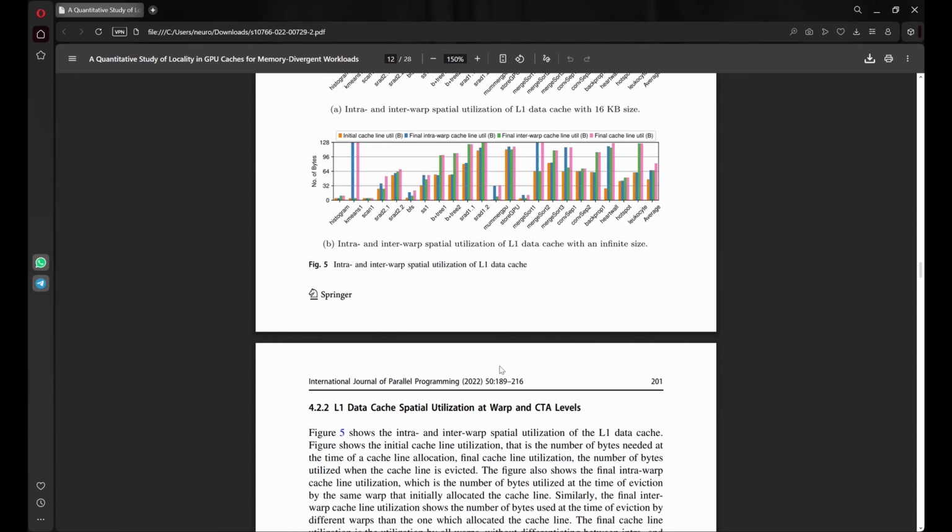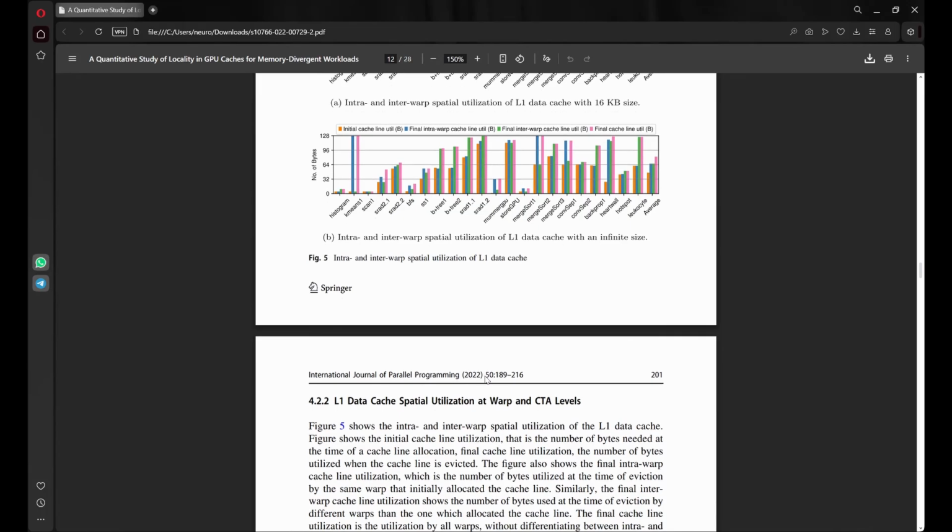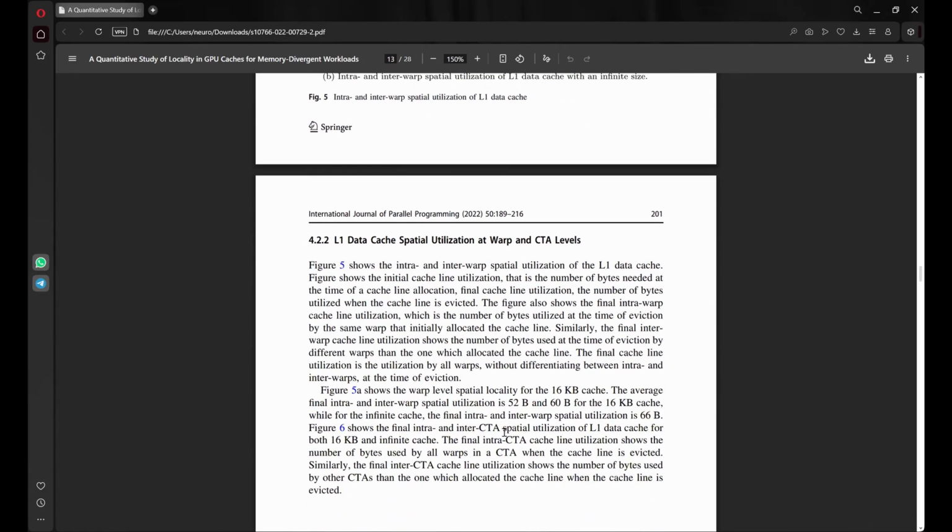So yeah, CTA is just the NVIDIA version of thread block. CTA and thread block are synonymous, pretty much. So what they're trying to figure out in this section is, okay, do we see a greater amount of spatial locality to be utilized between different CTAs, or within warps in the same CTA? That's the general premise of the section.